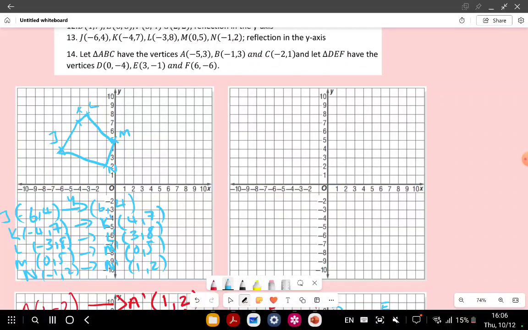So let's sketch that. I'm actually going to count this one. So L is 1, 2, 3, 1, 2, 3. That's L, L1. K is 1, 2, 3, 4, 1, 2, 3, 4. That's K1. M stays there. N is 1, 1. And J is 6. So I'm going to go to 6 over here. J1. Connect them. So that's M1 as well as M.